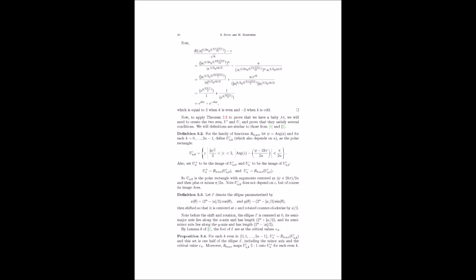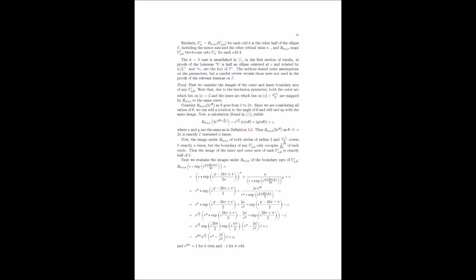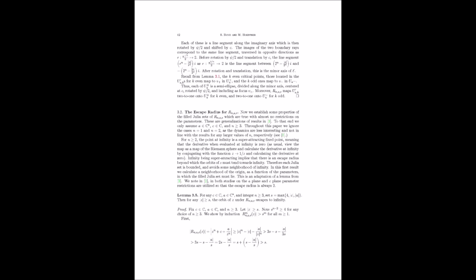So we've laid out these foundational concepts, these critical points, their connection to the critical value, the special sets U prime sub A,k and U plus or minus sub transforming into ellipses. The idea of this escape radius and this forbidden zone. But how do all these pieces fit together to actually prove Theorem 1?